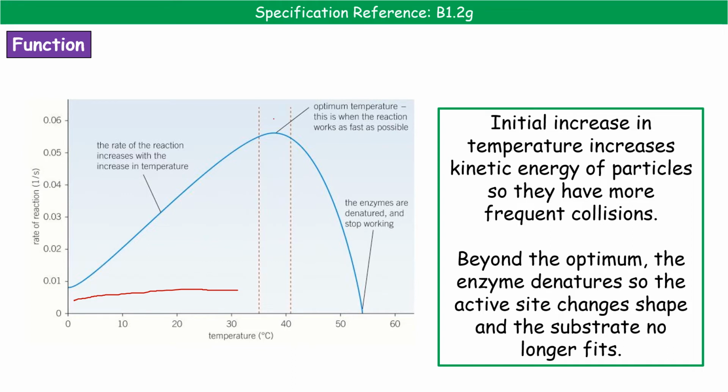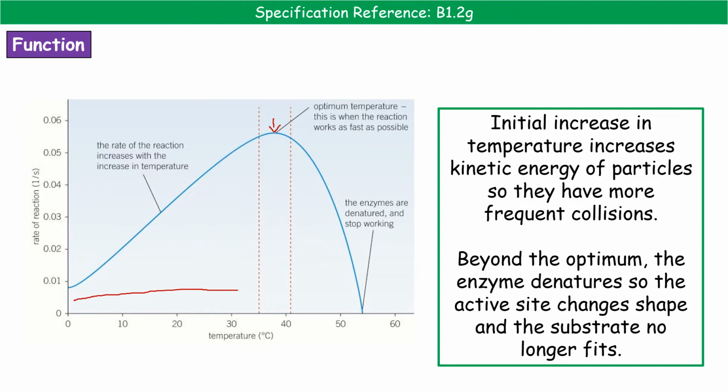We then hit this point at the very top of the graph, which is our optimum. So the optimum is where the reaction is happening at its fastest possible rate. Depending on the enzyme, the optimum temperature may be different, but when we're thinking about enzymes in humans, optimum temperature is around 37, which is human body temperature.